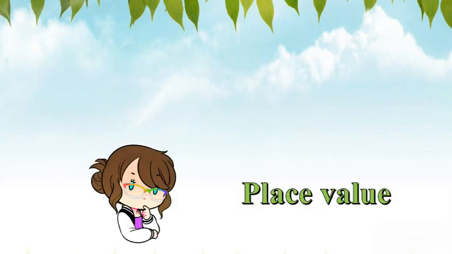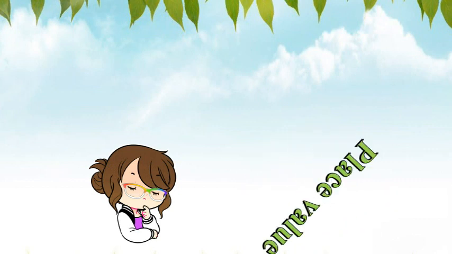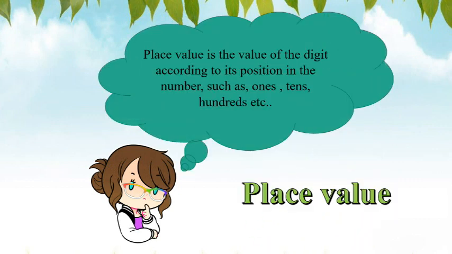Now let's look at the meaning of place value. Place value is the value of the digit according to its position in the number, such as ones, tens and hundreds. Now let's read with me, okay? Place value is the value of the digit according to its position in the number, such as ones, tens and hundreds.